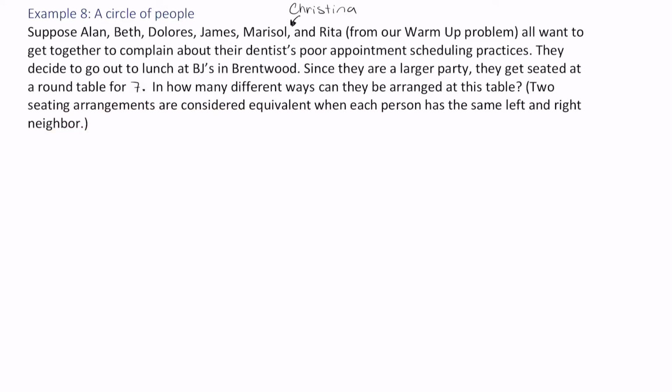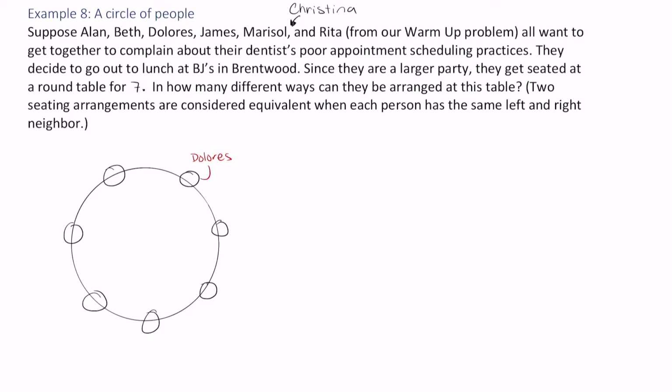So in order to start off, let's draw a circle to get our bearings here. And let's draw the place setting. So here's 1, 2, 3, 4, 5, 6, and 7. And someone has to get seated first. So let's say Dolores gets seated first. Dolores is sitting right here. And now, how many ways can we arrange her neighbor? Well, there are 6 people left to choose from, so we can choose this first seat in 6 ways.